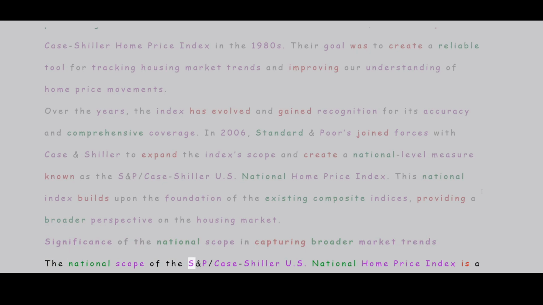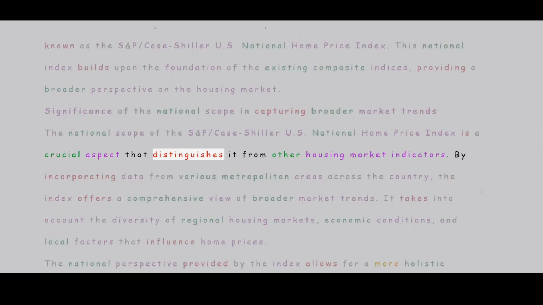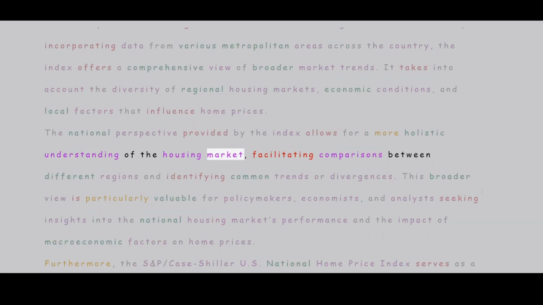The national scope of the S&P/Case-Shiller U.S. National Home Price Index is a crucial aspect that distinguishes it from other housing market indicators. By incorporating data from various metropolitan areas across the country, the index offers a comprehensive view of broader market trends. It takes into account the diversity of regional housing markets, economic conditions, and local factors that influence home prices. The national perspective allows for a more holistic understanding of the housing market, facilitating comparisons between different regions and identifying common trends or divergences.